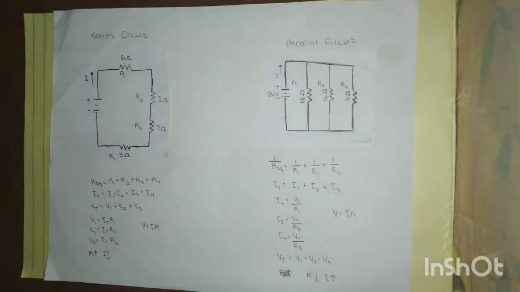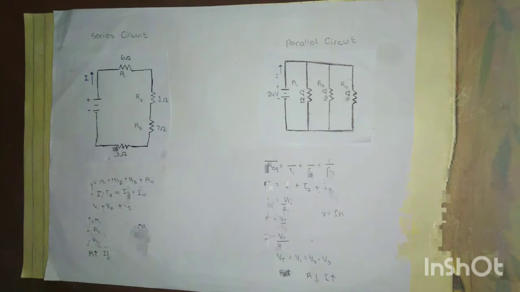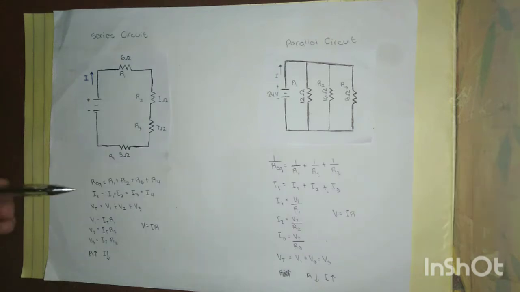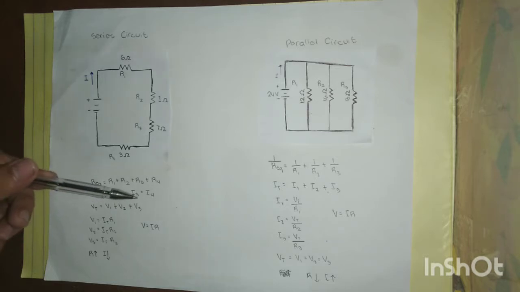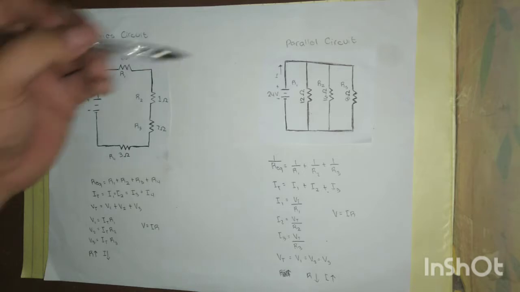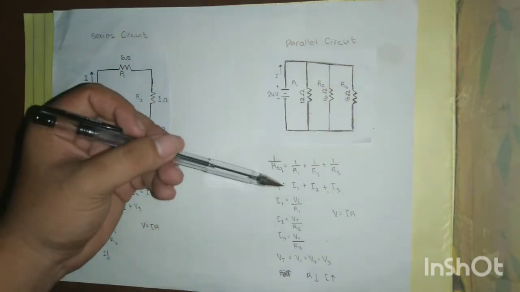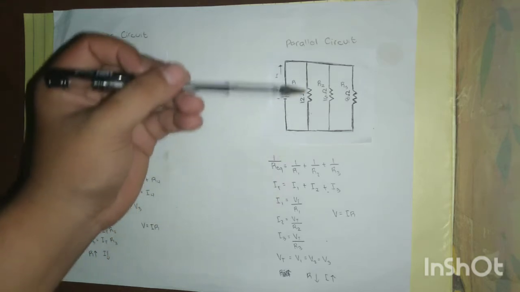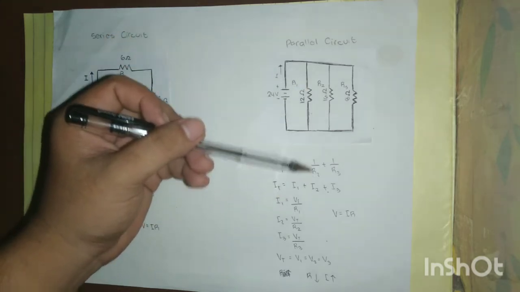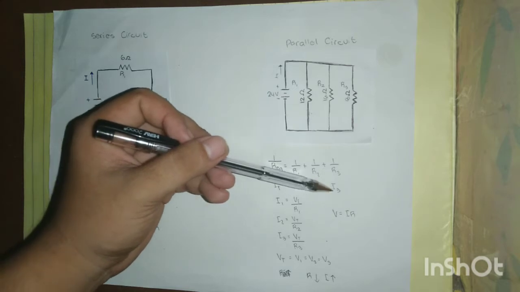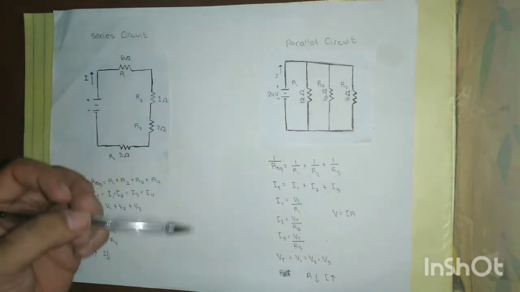In a series circuit, there is a single current that flows through each resistor. It means that the total current is equal to the current in resistor 1, the current in resistor 2, and so on. In a parallel circuit, the total current is equal to the current through resistor 1 plus the current through resistor 2 plus the current through resistor 3 and so on.